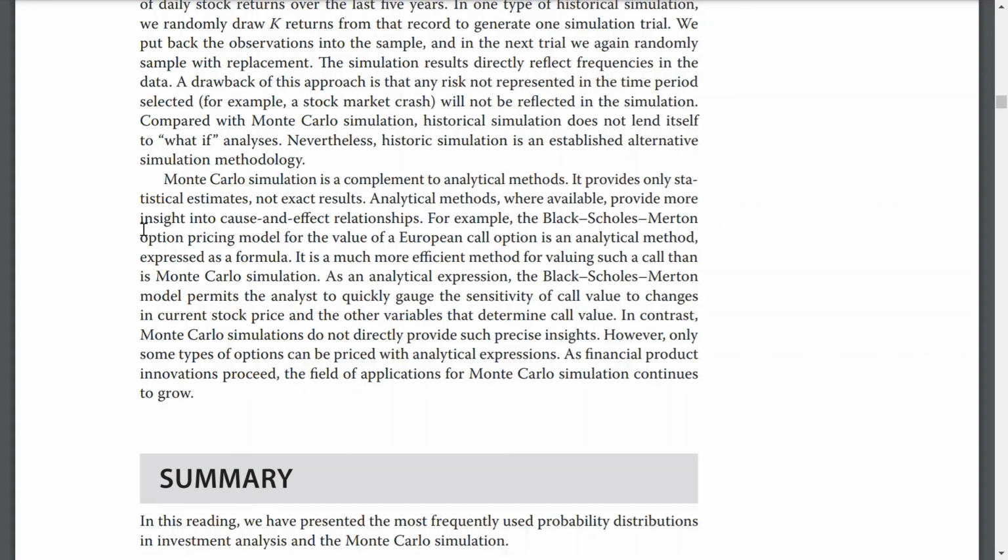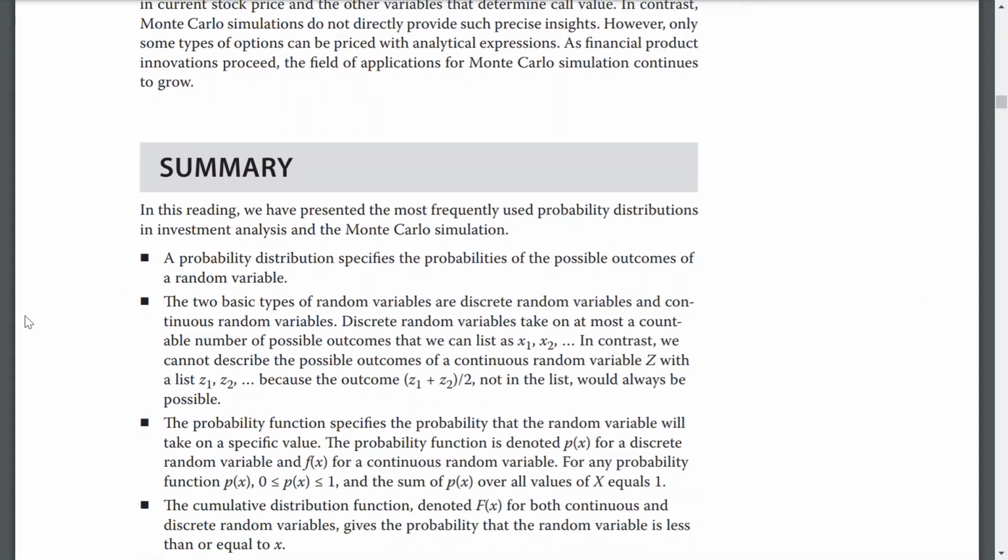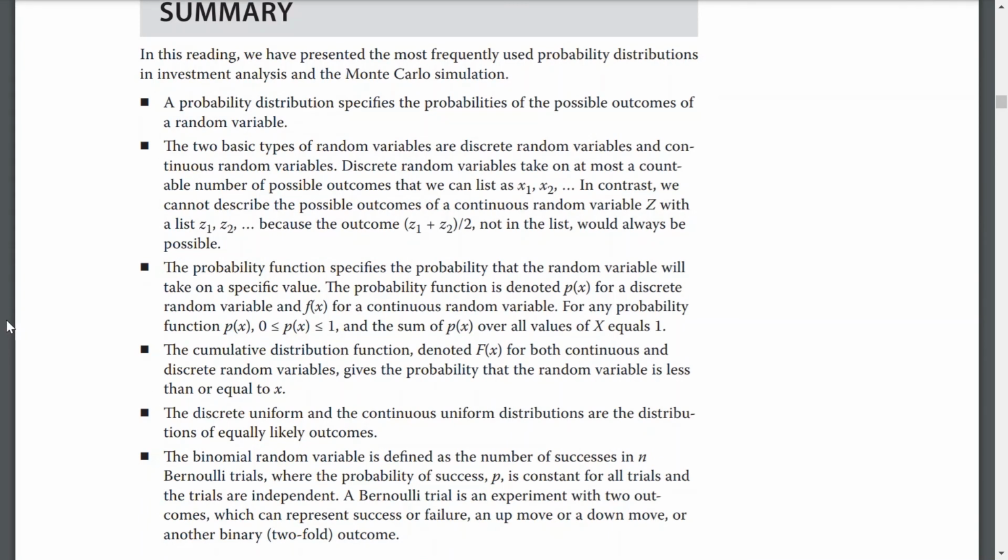Summary. In this reading, we have presented the most frequently used probability distributions in investment analysis, and Monte Carlo simulation. A probability distribution specifies the probabilities of the possible outcomes of a random variable. The two basic types of random variables are discrete random variables and continuous random variables. A discrete random variable takes on at most a countable number of possible outcomes that we can list as x1, x2. In contrast, we cannot describe the possible outcomes of a continuous random variable z with a list z1, z2, because the outcome (z1 + z2)/2 is not on the list. Not on the list would always be possible.